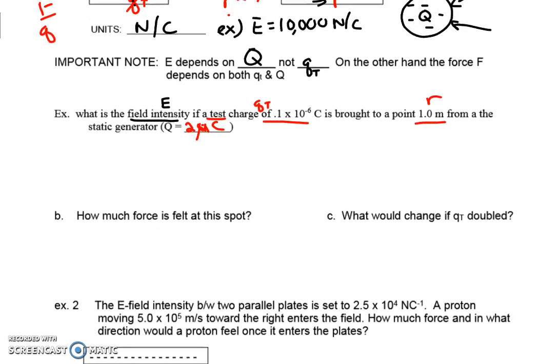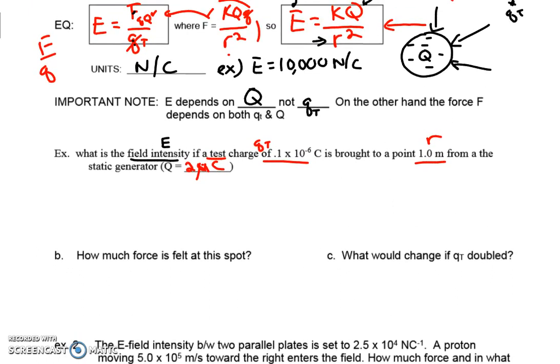Alrighty, so I've got 2 equations for E. I've got the bigger one, and I've got the smaller one. What information do I have to help me solve it? Well, I know little q, so I could try to use this equation, but I don't have F, so I can't use this. If I want to use this one, do I know K? Yep, that's a constant. Do I know the field charge? Yep, we got it right here. Do I know how far away we are? Yep, so we're going to go with that equation.